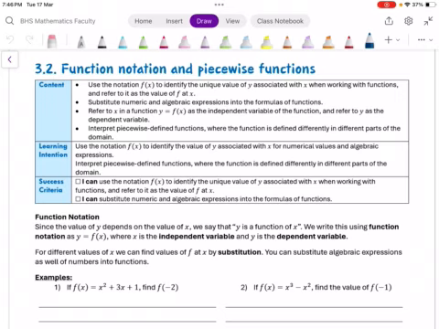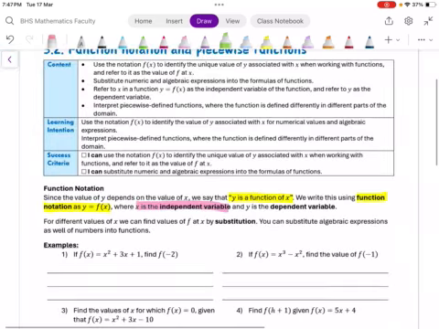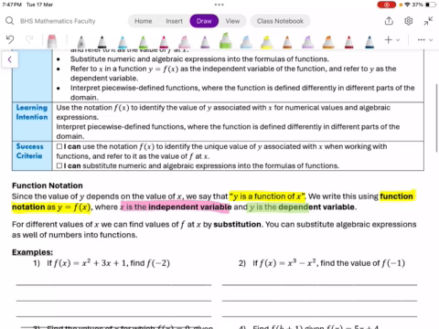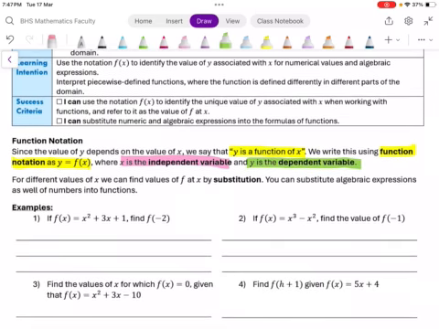So with function notation, since the value of y depends on the value of x, we say that y is a function of x. We write this using our function notation as y equals f of x, where x is our independent variable and y is our dependent variable. For different values of x, we can find values of f at x by substitution. You can substitute algebraic expressions as well as numbers into functions. So we have 4 examples here.